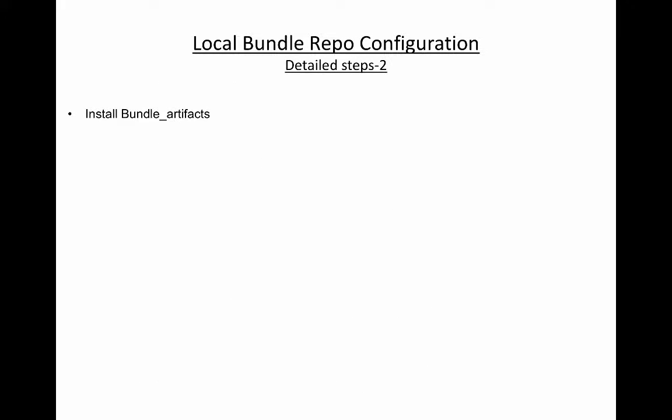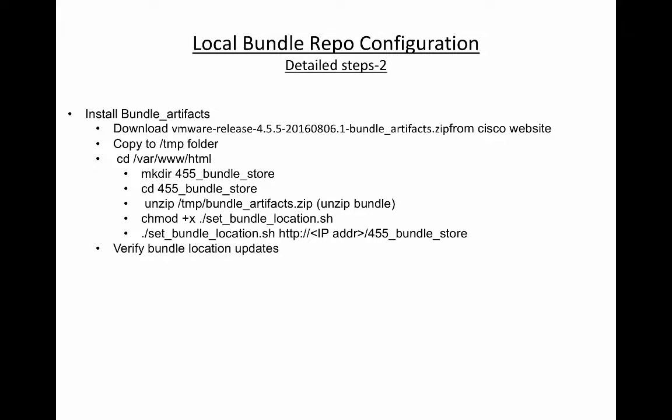And then this is the thing you download from the Cisco website. The bundle artifact is on the CCO, the same place where you download the software. Then these are the steps to make that available through the web server. Pretty much that's what it is saying. And then finally you run this script.